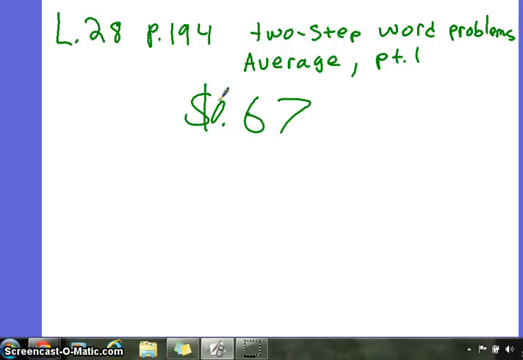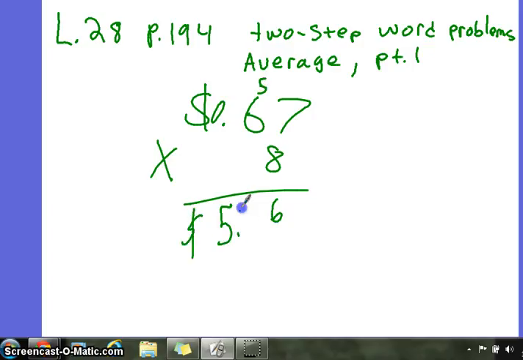So we got to do 2 steps. First, how much did the dog food cost? And then how much did I take out of this $20? So how many cans did he buy? 8. So what is 67 times 8? $5.36. Very good. $5.36 is what that cost him.